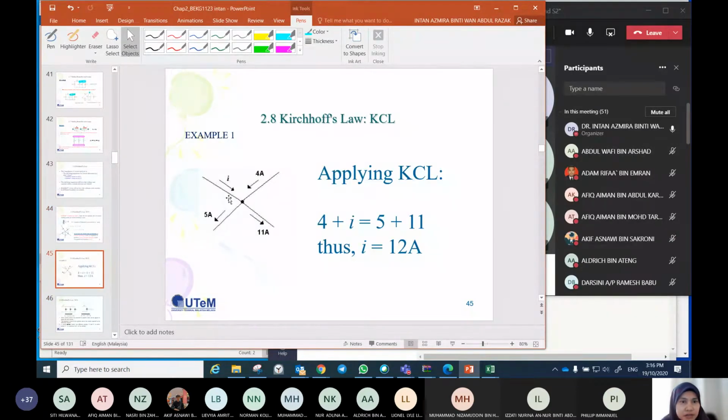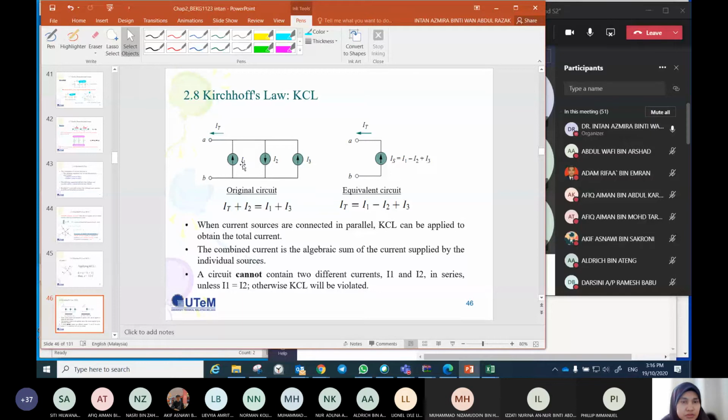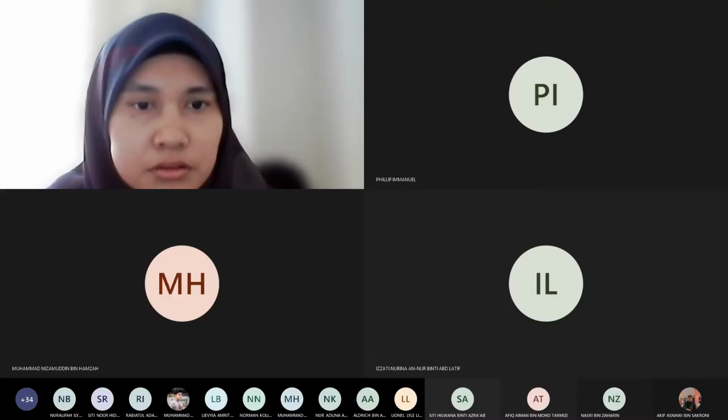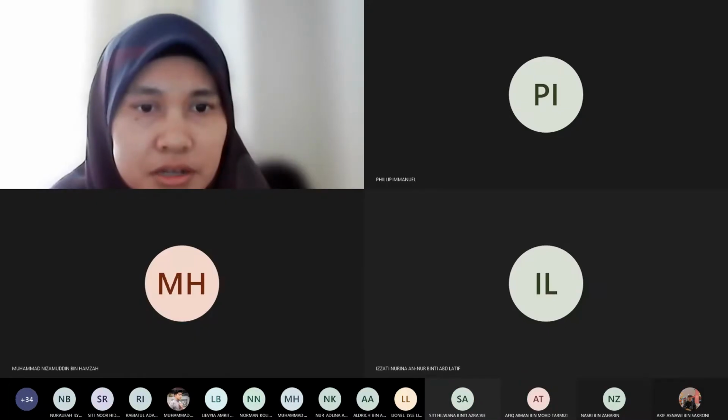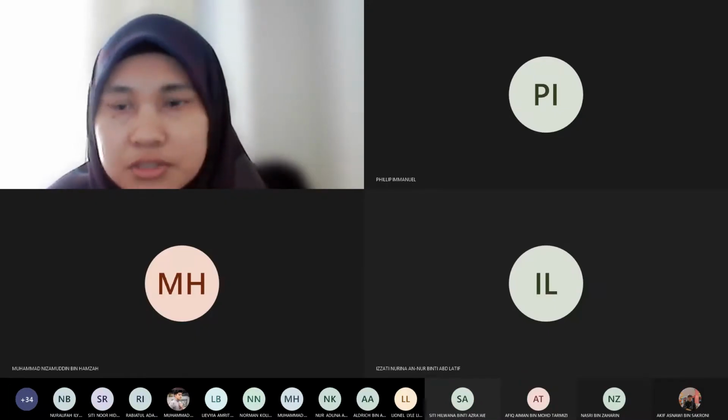Okay, so we can find I here by applying Kirchoff current law. Same goes for this. IT or I total here is leaving the node. The node is here. This is considered as one node. So I1 enters the node, I2 leaves the node, I3 enters the node. So write the equation of KCL. This is the KCL equation. IT is equal to I1 plus I3 minus I2. Any question?